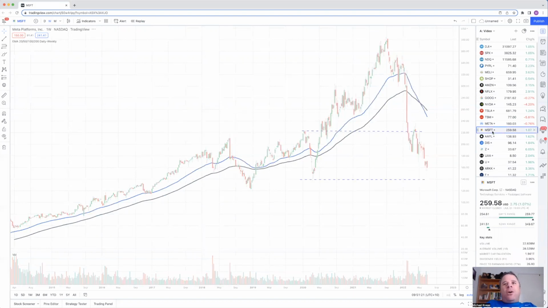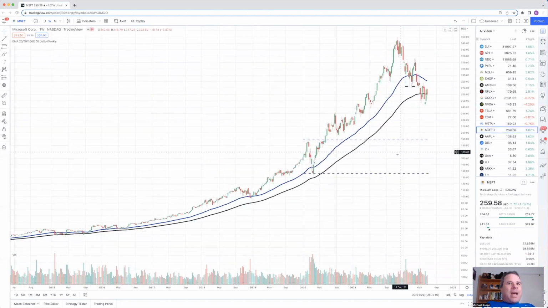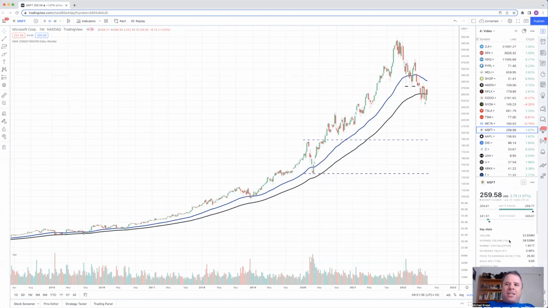Another really high quality company is Microsoft. We haven't seen a significant drop in this company's share price. It's fallen from $350 to $259.58. Market cap is still just below $2 trillion. Price to earnings ratio 26.8. Historically, we have seen a price to earnings ratio a little bit lower than that, but this is a nice looking chart. Still a long way to go before I'm interested in buying Microsoft.